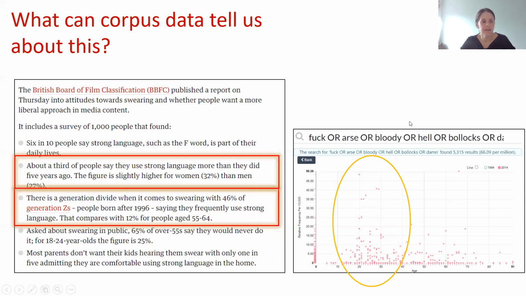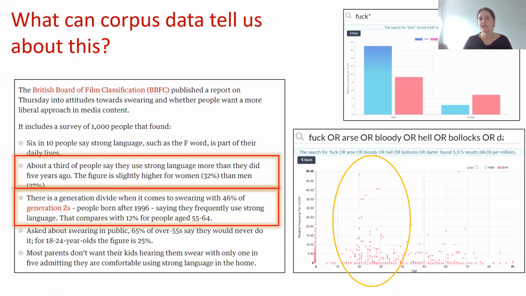Another finding related, I think, to the gender of the speakers: the report said that about a third of people say they use strong language more than they did 5 years ago. The figure is slightly higher for women than men. So here we have both language change and gender. Again, students could explore this in BNClab and see what is going on in terms of actual language use when we compare it to the beliefs.